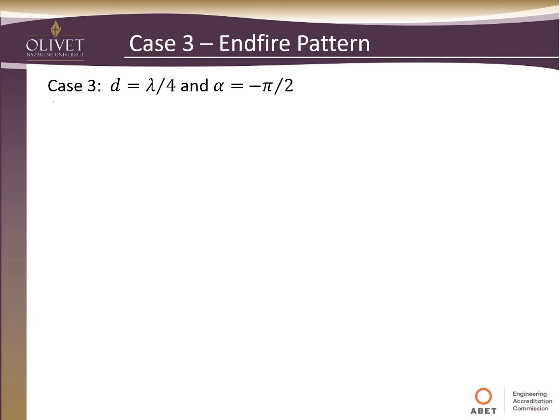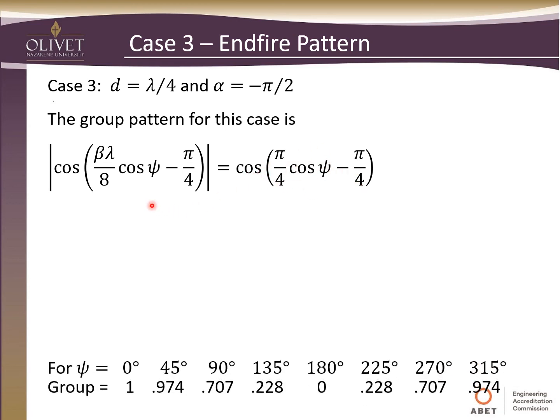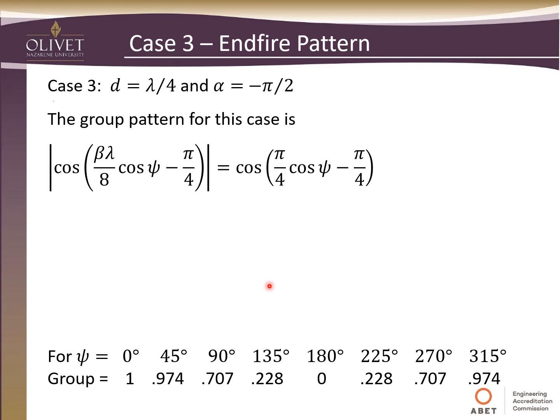Case number 3 is another form of an end-fire pattern. Here we're reducing the distance between the antennas to be lambda over 4, and now the phase difference between the two sources is negative pi over 2, or negative 90 degrees. If we look at the group pattern for this case and plug in the values, we get a complicated looking cosine function. We could plot the points out, and when we do, this is what it looks like.